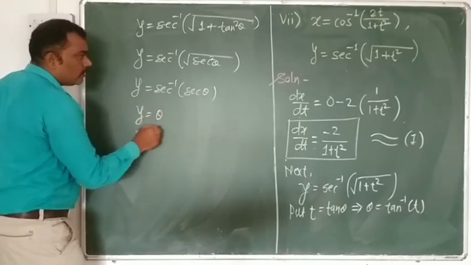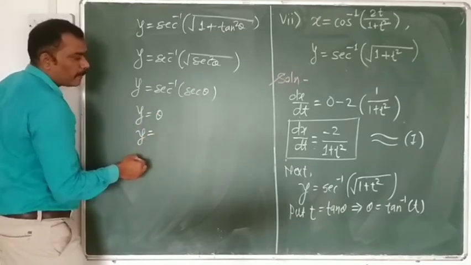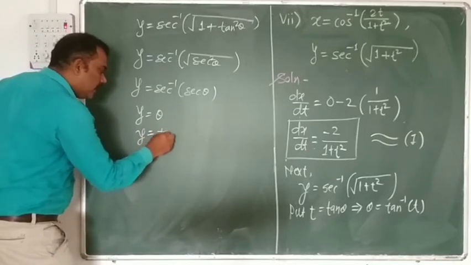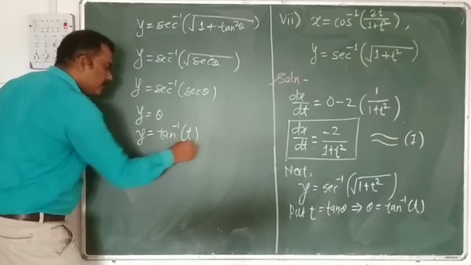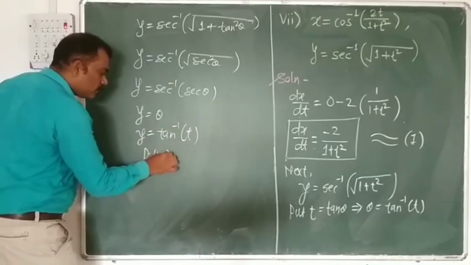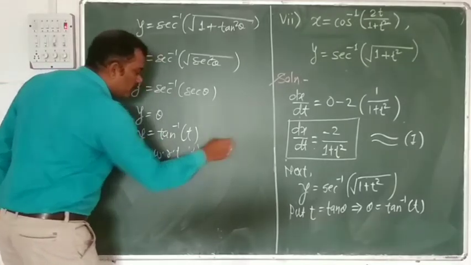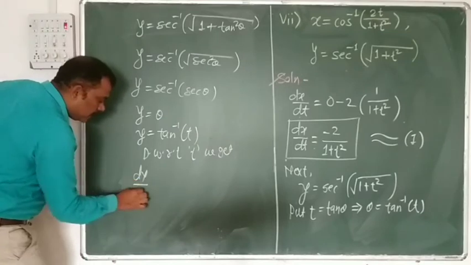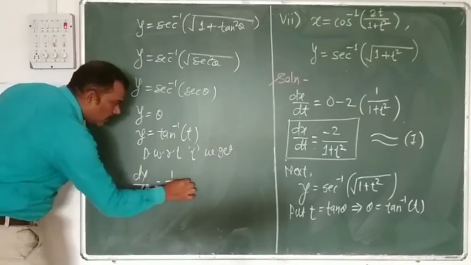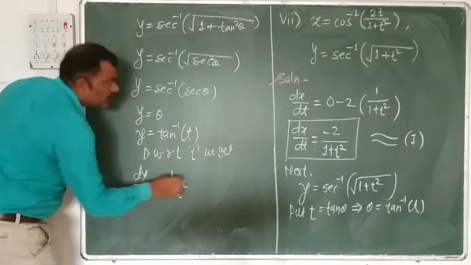What is the value of theta? Theta is tan inverse of t. Now we have to differentiate this with respect to t. We get dy by dt is equal to 1 upon 1 plus t square.